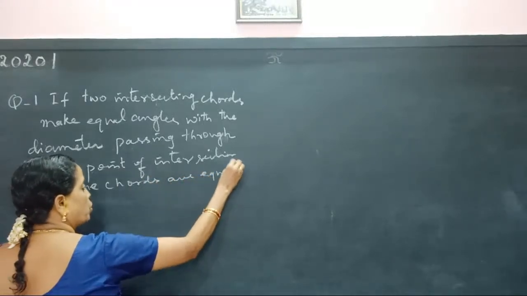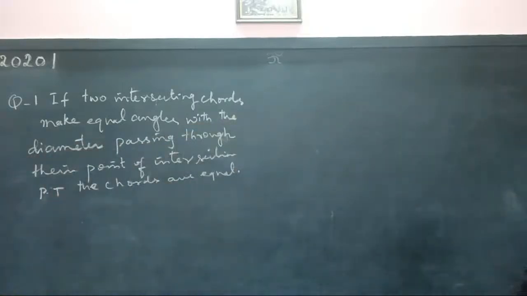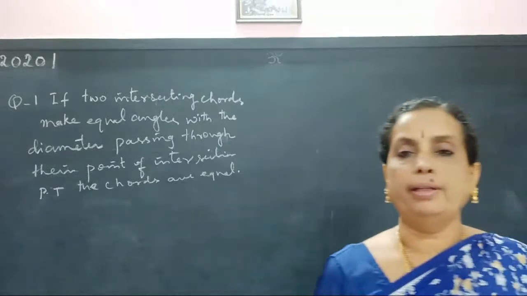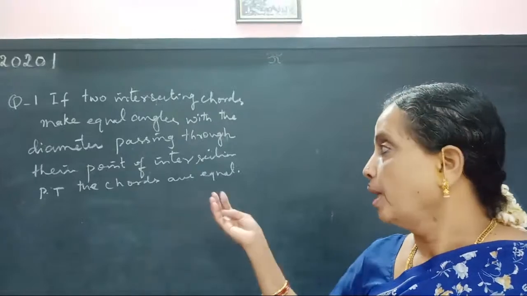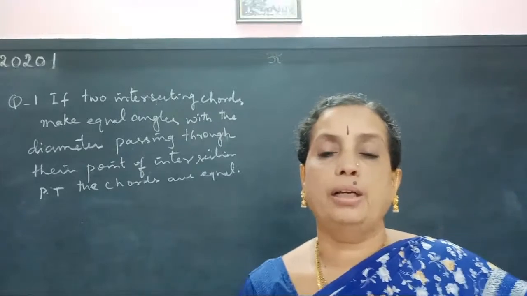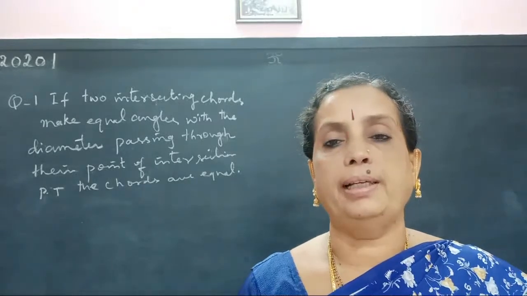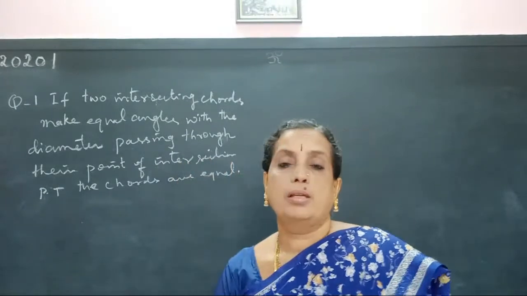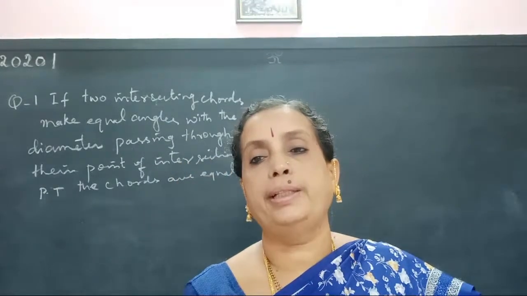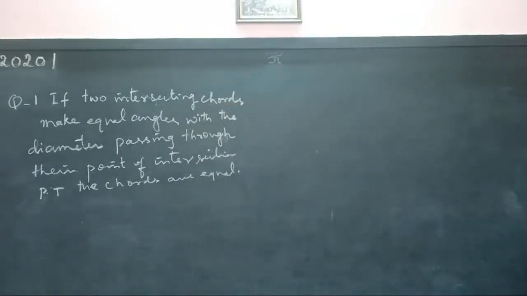In the example question, its converse is given. If two chords are equal, then prove that the angle between the two chords intersection is equally inclined to the line from the center. Instead of line from the center, they have added here the diameter passing through the center of the circle. So go through the question and guess what is given, what you have to find out.